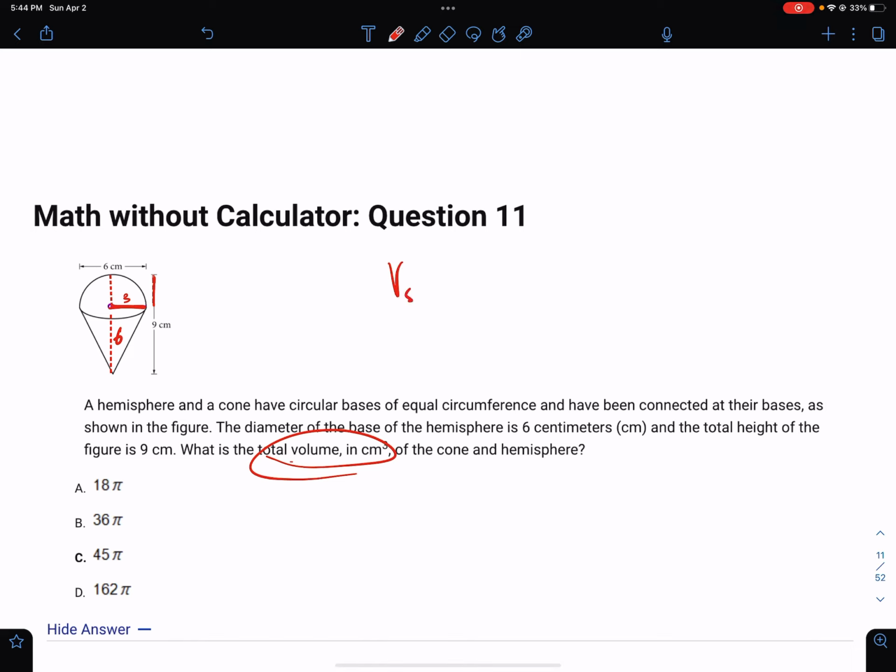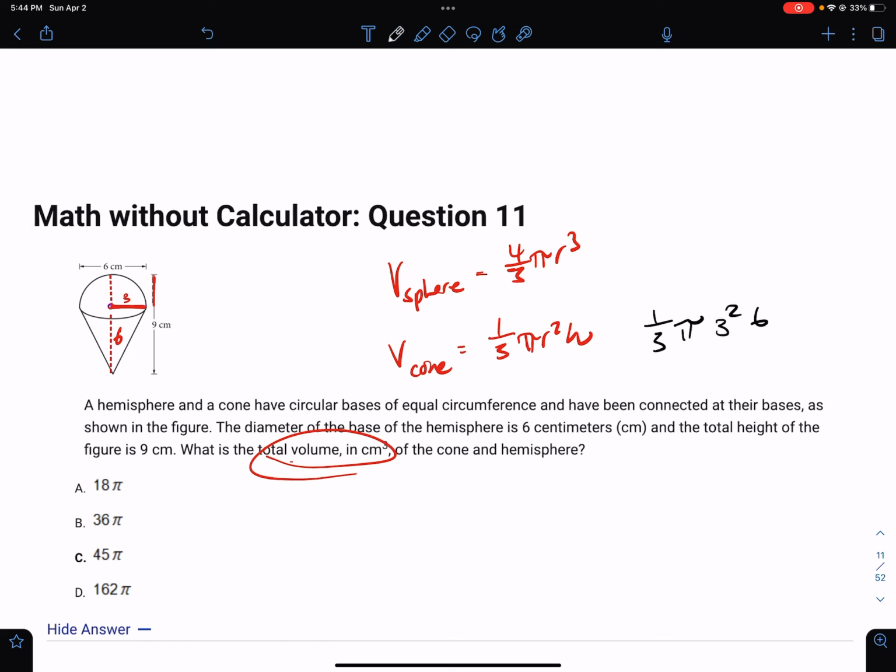We know the volume of a sphere and the volume of a cone, and these are given on the SAT, I believe. Volume of a cone is 1/3 pi r squared h. Volume of a sphere is 4/3 pi r cubed. At that point, let's plug everything in. Let's do the cone first. It's 1/3 pi r squared, so r squared is 3 squared, times h is 6. This one is 4/3 pi 3 cubed. At which point this and this cancel out. So that's 36 pi. And down here, this is 36 pi.